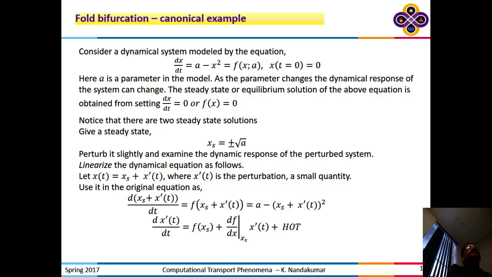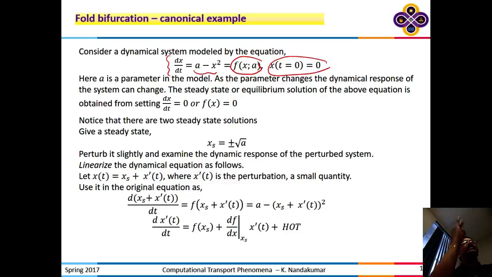Now we are going to see a series of canonical examples of ordinary differential equations. So the next model is again a first order system, dx/dt equals a minus x squared. So my function f of x, a is simply a minus x squared. A is the parameter. As I change the parameter, I am interested in asking the question, is that system stable or not? And the initial condition is at t equal to 0, x is equal to 0.